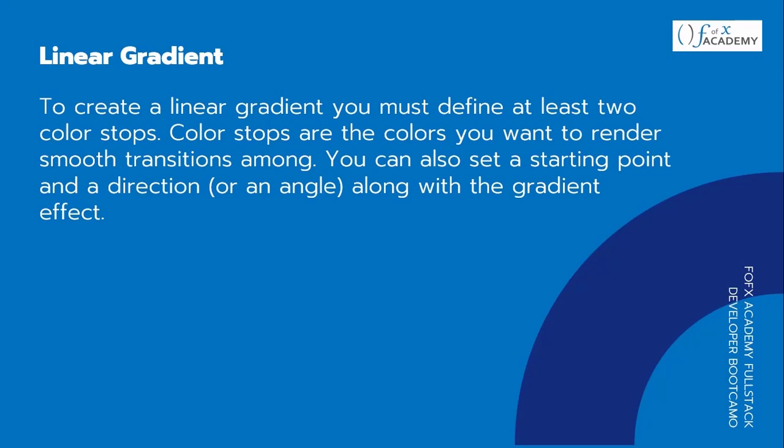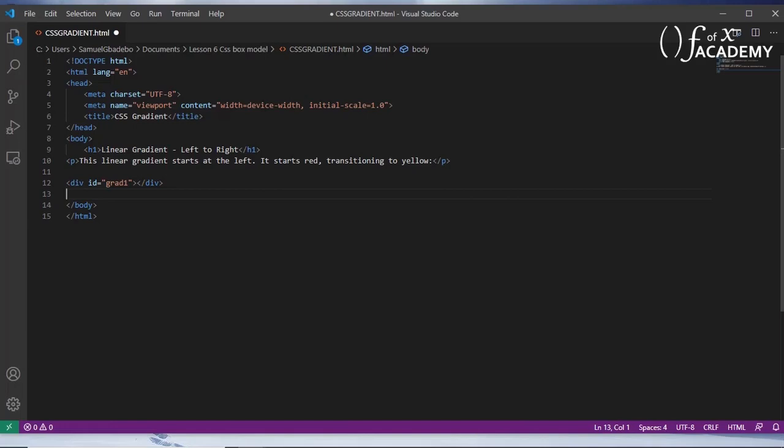So let's go to our VS Code so we know how linear gradient works. For example, linear gradient, as I said, goes from left to right, can go diagonally also, can go from right to left, anywhere we want it. But for this one, we'll be using an example of left to right.